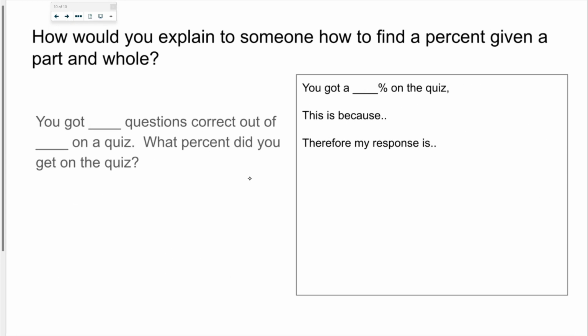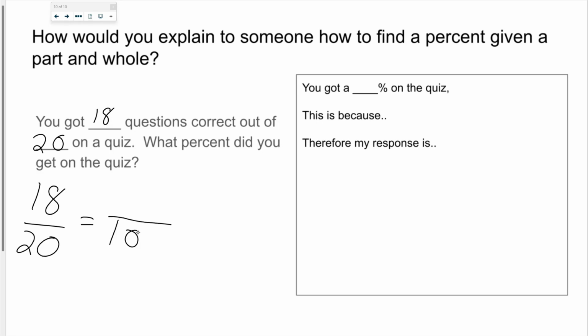All right, last slide. How would you explain to someone how to find a percent given a part in a whole? Say you got 18 out of 20 questions on a quiz. What percent did you get? We know we got 18 out of 20, and we want to find a percent. So we want to find a number out of 100.